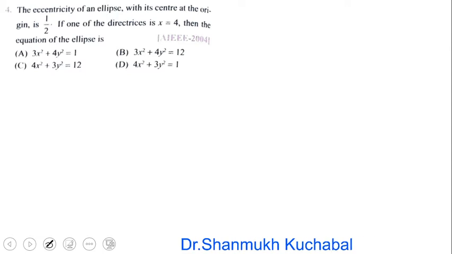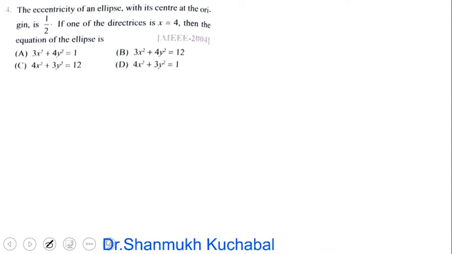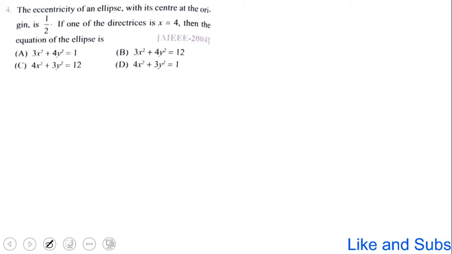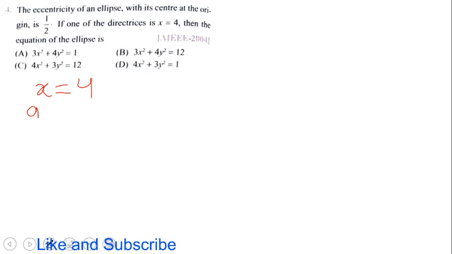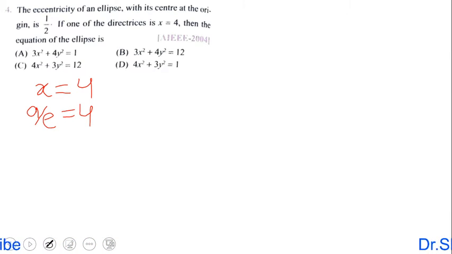Okay, example number 4. The eccentricity of an ellipse with its center at the origin is 1 divided by 2. If one of the directrices is x equal to 4, then we have to calculate the equation of the ellipse. So the equation of a directrix is a divided by e, this is equal to 4. Then further I write the solution for a equal to 4 times e.